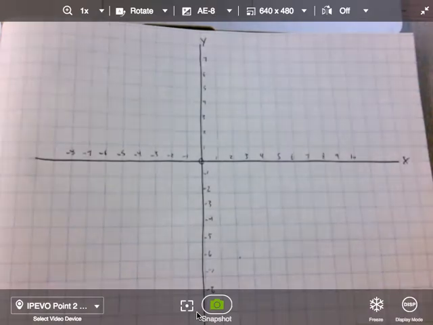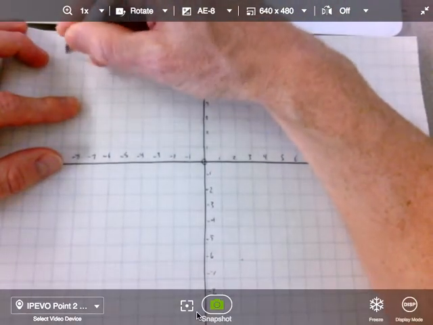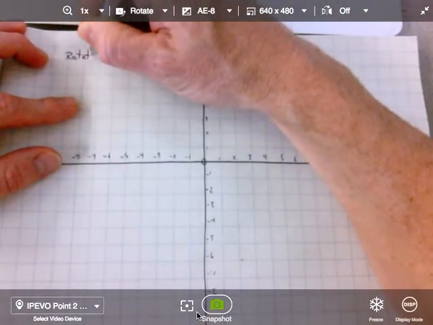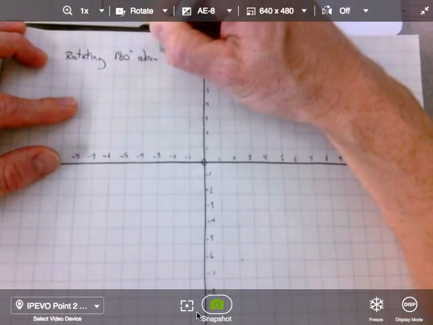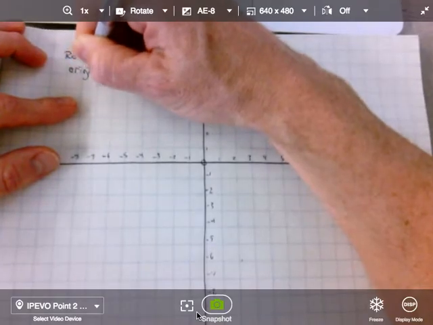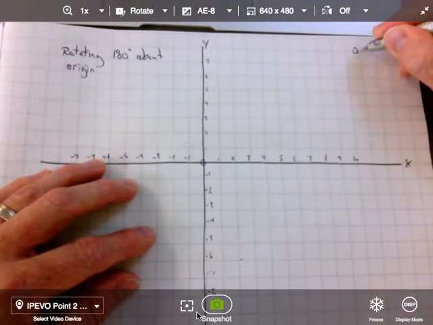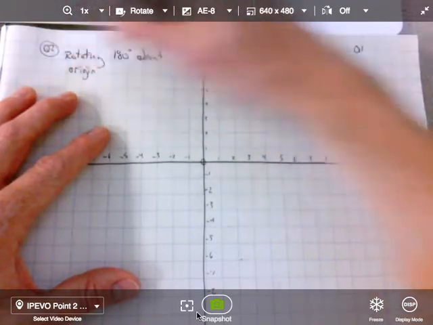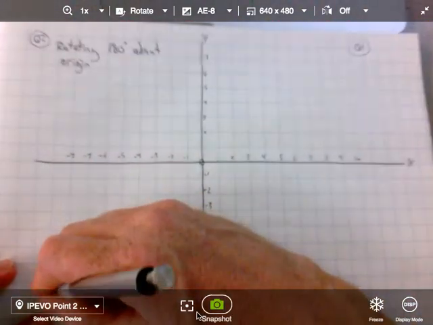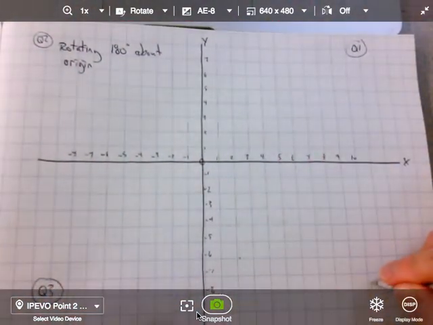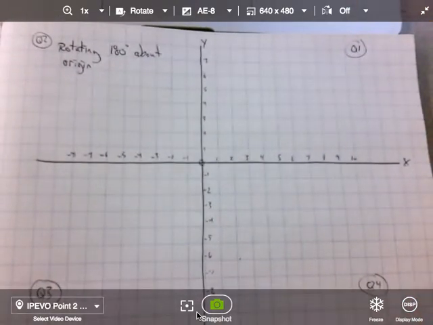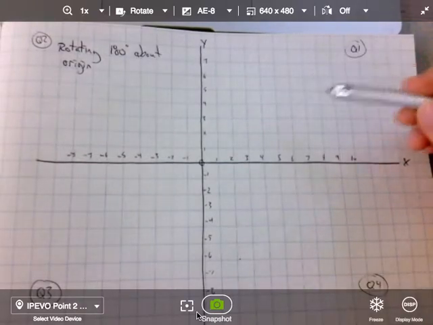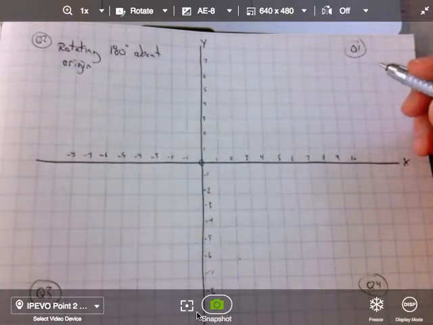So this next lesson is rotating 180 degrees about origin. And again, it's important to always be aware of your quadrants, because that's always going to help you know what your coordinates are and what to do with your coordinates. So we're going to, again, start in quadrant 1 to make it simple, because this is all fundamental learning.